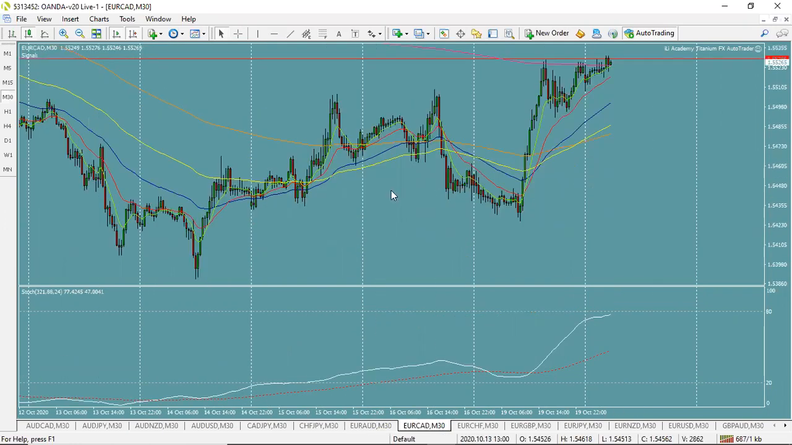Euro CAD, we're breaking to the upside here, but we're sitting right here on the 720 right now. So taking anything here is a little bit against trend. The only thing I would do since the 720 is out here is maybe place my short order here on the 50 or the 100. Maybe even this 21, if you're a little more aggressive. We'll see. We've got a full trend to the upside, but we're underneath our 720.